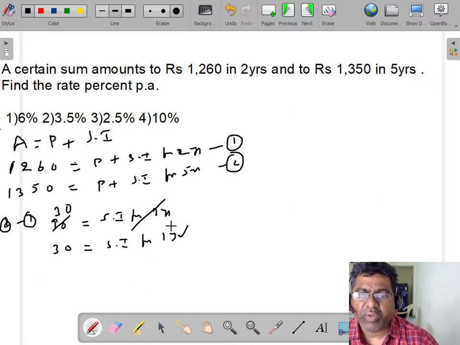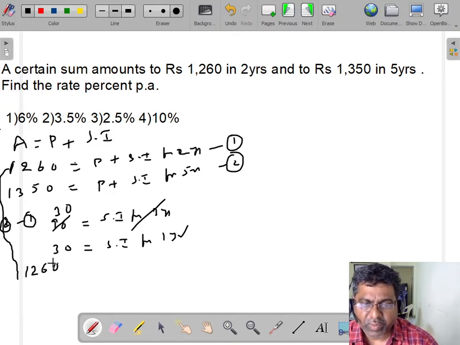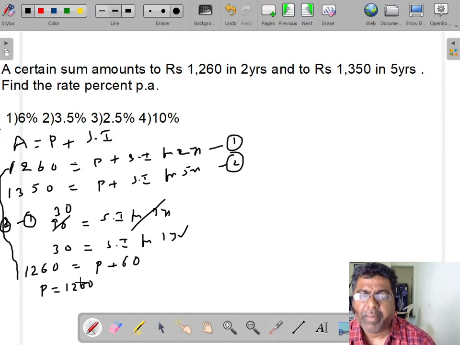Now substitute this value in equation 1, I am finding the P value. So 1260 is equal to P plus SI for 2 years. For 1 year it is 30, for 2 years it is 60. So send 60 to this side, therefore P is equal to 1200 rupees. I am getting the P value.